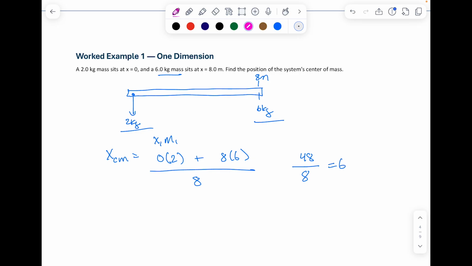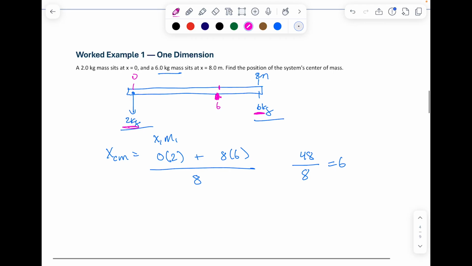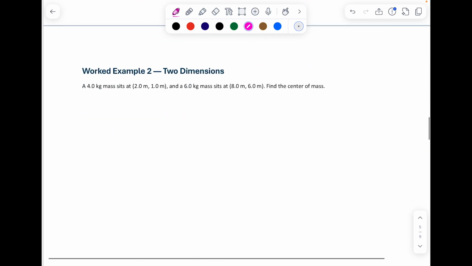So now let's think about that for a moment. If I start at X equal to 0 to X equal to 8, the center of mass is right here at 6. If I was to take my finger and balance it, that would be the place, because of course this side has more mass than this side. I think it's very intuitive when you're doing a problem like this. All right, let's up the ante and do another problem.